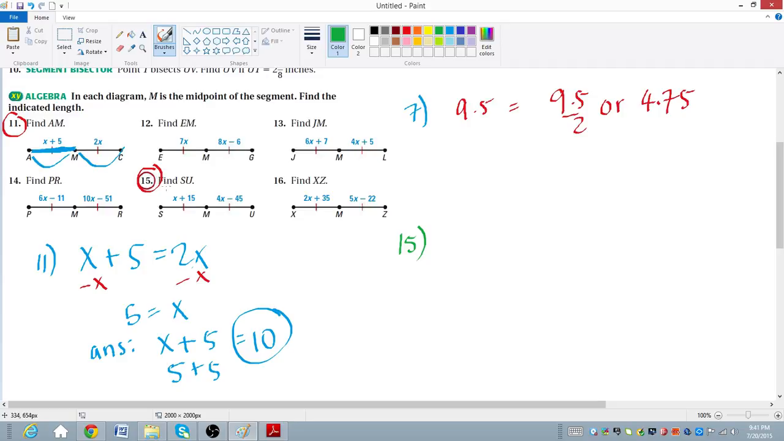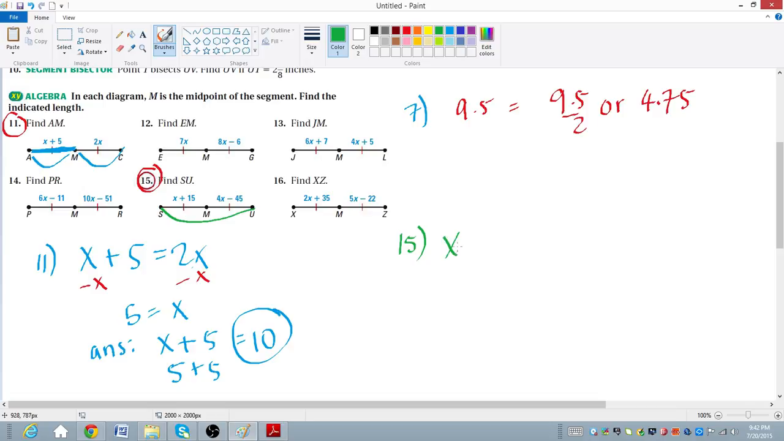Number 15. Here it's asking to find SU. Earlier I was finding just half of the segment. Now I'm looking for the whole thing. So what you want to do is first figure out what x is, like the last problem. To do that, you set the two segments equal to each other. Once you figure out what x is, just plug it in and add it all together.